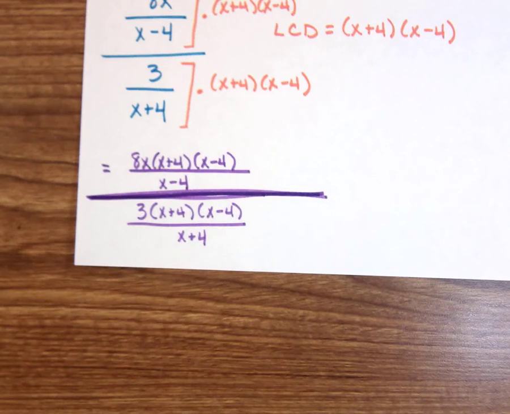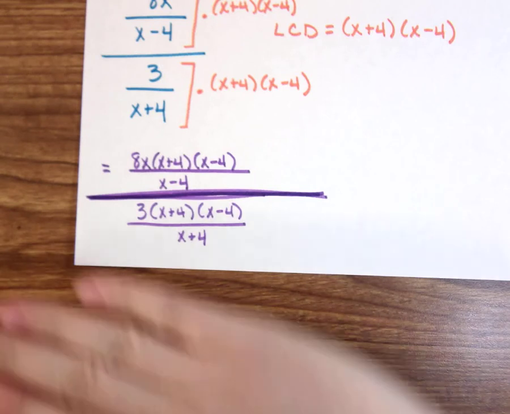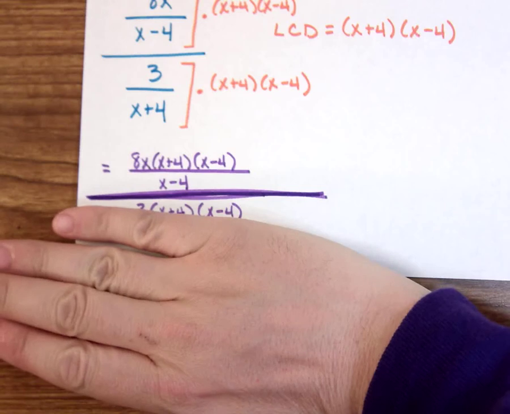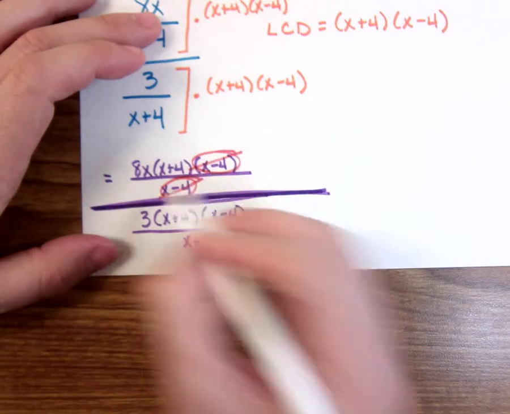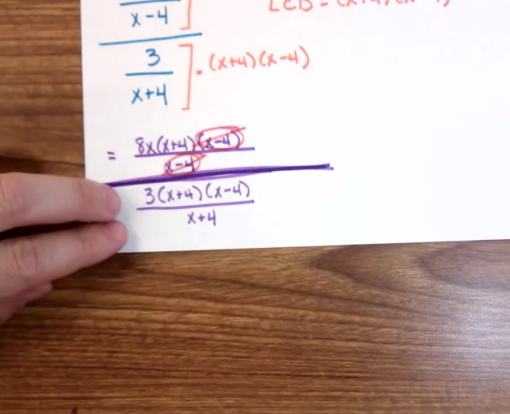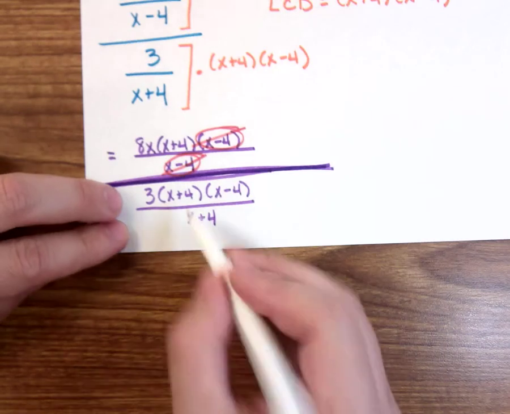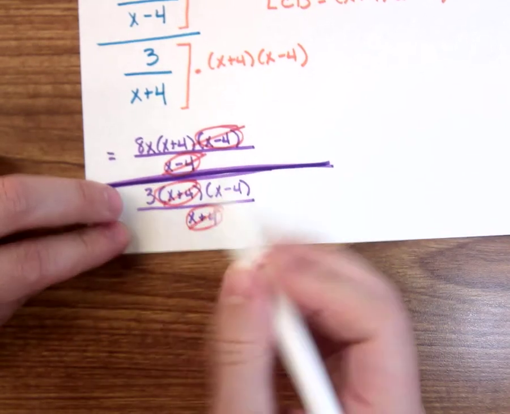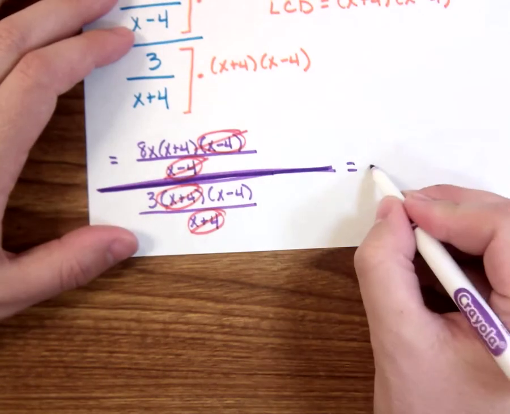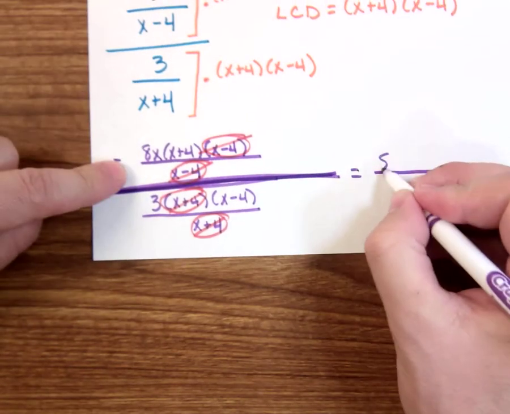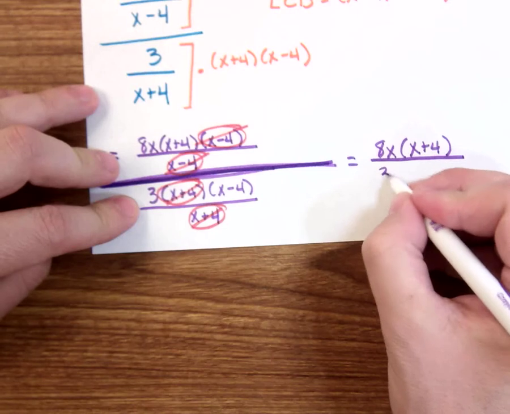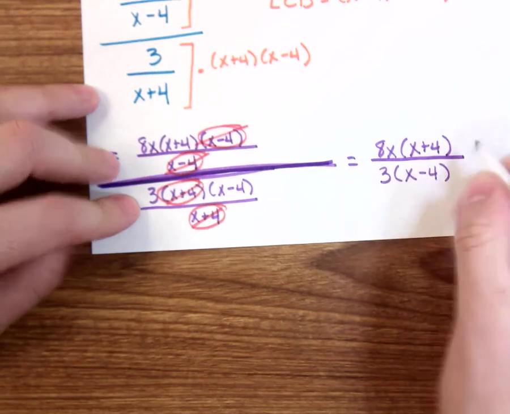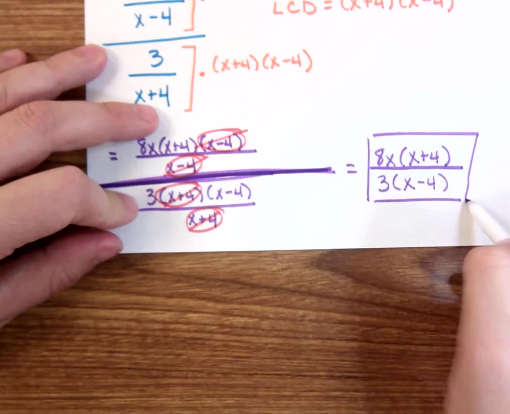Because after you get that written out, after we do the multiplication, I want you to focus just on the top. Is there anything I can cancel on the top? The x minus 4s. Here's an x minus 4, here's an x minus 4, gone. Now look at the bottom. Is there anything I can cancel on the bottom? Again, I've got some stuff, x plus 4s in this case. All right. What am I left with in this top fraction? 8x, x plus 4. What am I left with in the bottom? 3x minus 4. And there's the answer.